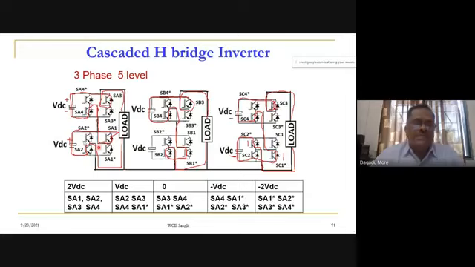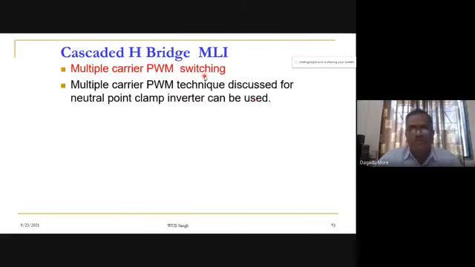Only thing is that while giving the signals, you should follow the conventions: whatever SA1, SA2, SA3, SA4, and what is the convention in the diode clamped. If you follow the same convention, then the same control can be used for the cascaded H bridge multi-level inverter as well as the neutral point clamped inverter. So this is the PWM technique, the same we can use, so we are not going to discuss it again.